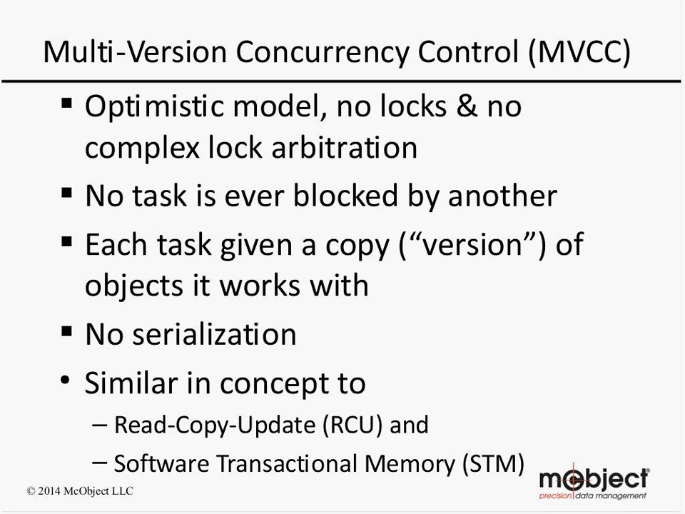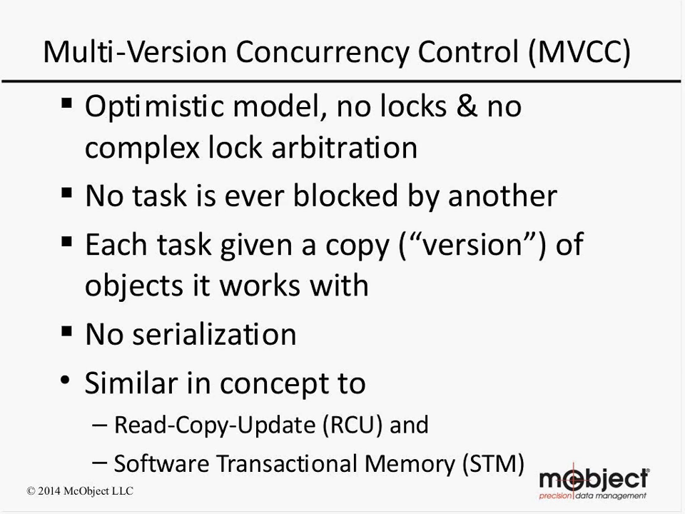MVCC allows all three tasks to run in parallel, even though they're accessing the same things in the database at the same time. So MVCC is what we call an optimistic concurrency model, in which no task or no thread is ever blocked by another, because each is given its own copy or its own version of the objects in the database to work with during its transaction. And that's where the name comes from. Each task gets its own version of the object in the database to work with, hence the name multi-version concurrency control.